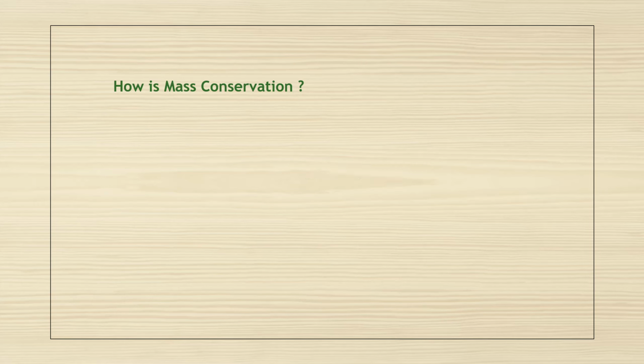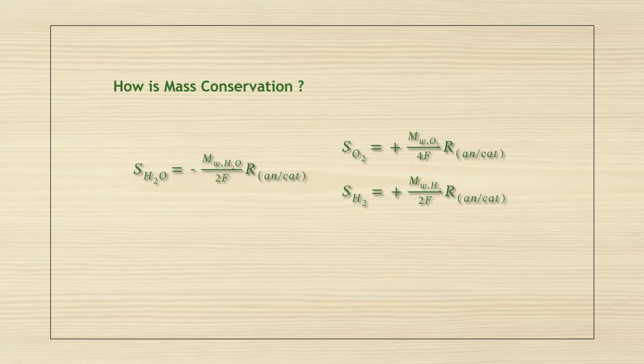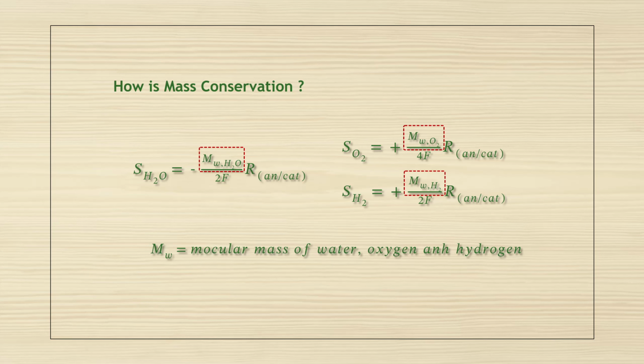In addition to the current conservation, there is also mass conservation in electrolysis processes. For maintaining mass conservation in the electrolysis process, a series of volumetric source terms appear for species participating in electrochemical reactions. These volumetric source terms for O2, H2, and H2O species are expressed as shown, where MW H2O, MW H2, and MW O2 represent the molecular mass of water, hydrogen, and oxygen, respectively.